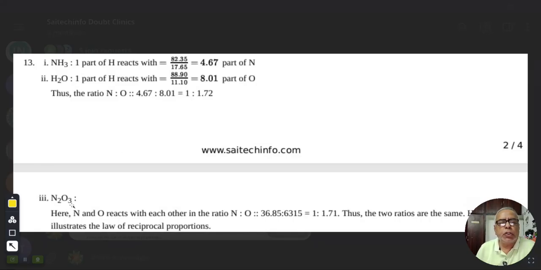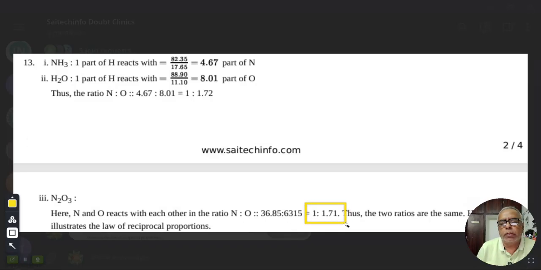In the case of N2O3, that is the third combination. So here combination between nitrogen and oxygen, here hydrogen and oxygen, here nitrogen and oxygen. So first we consider two elements and this second set and third in that case nitrogen and oxygen. So here nitrogen and oxygen react with each other to give nitrogen to oxygen ratio is 1.07.